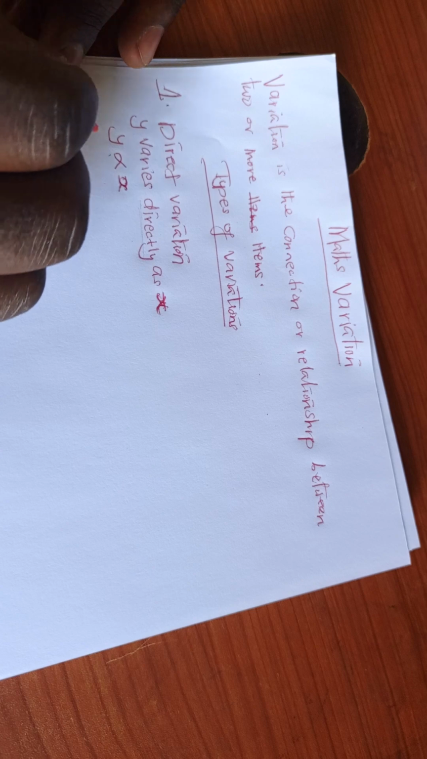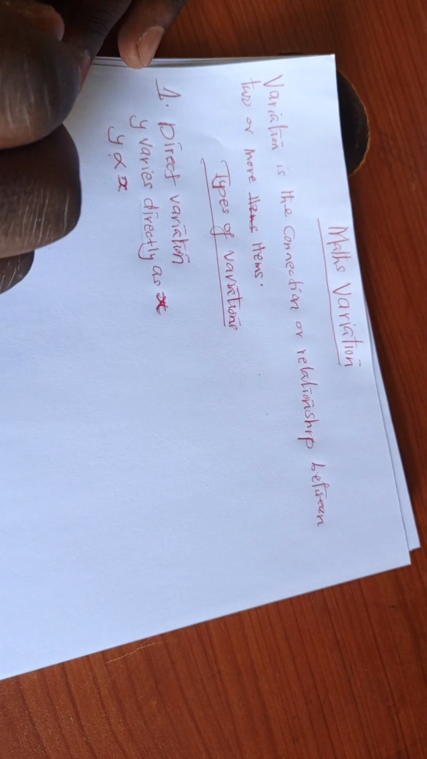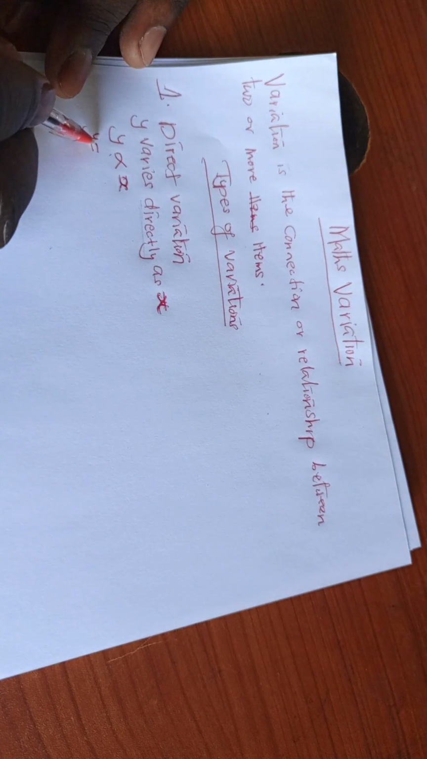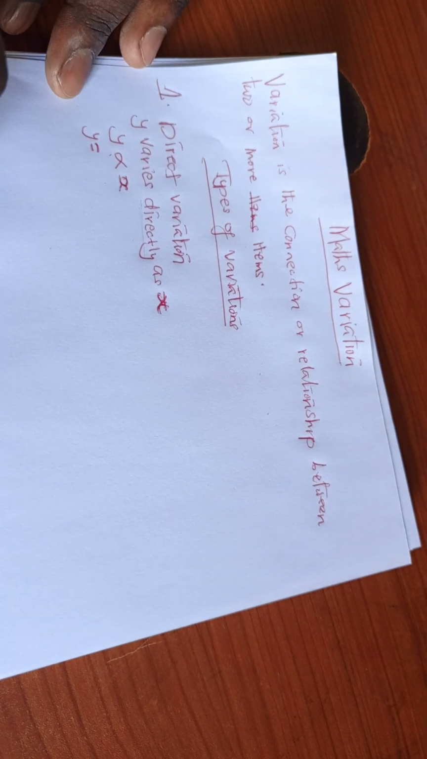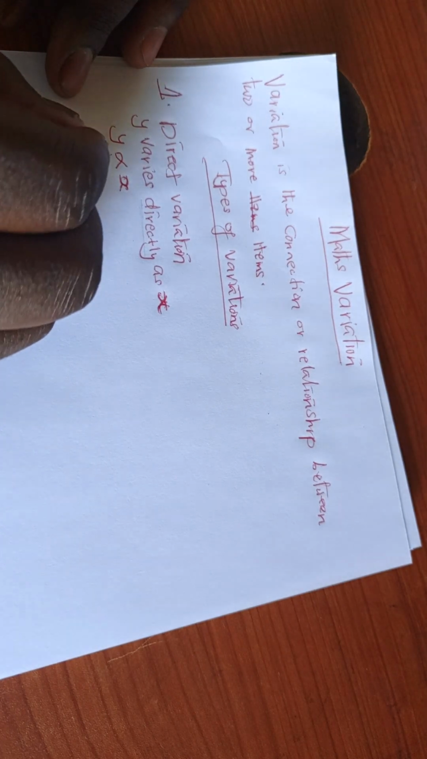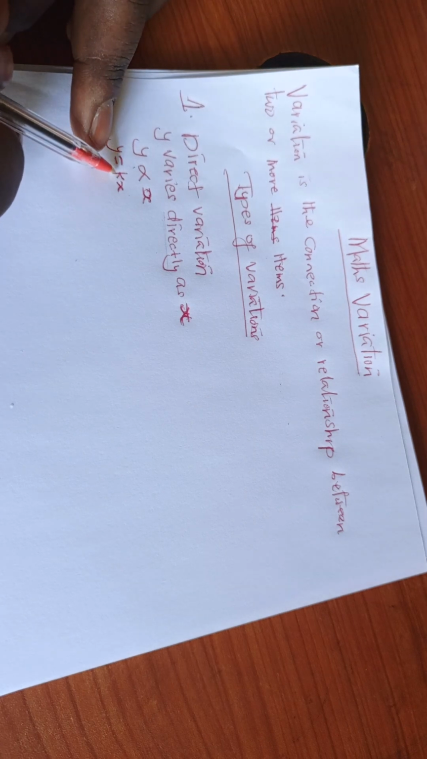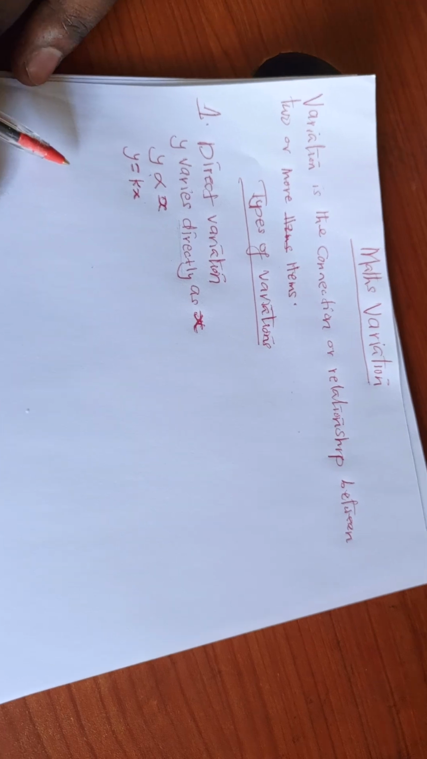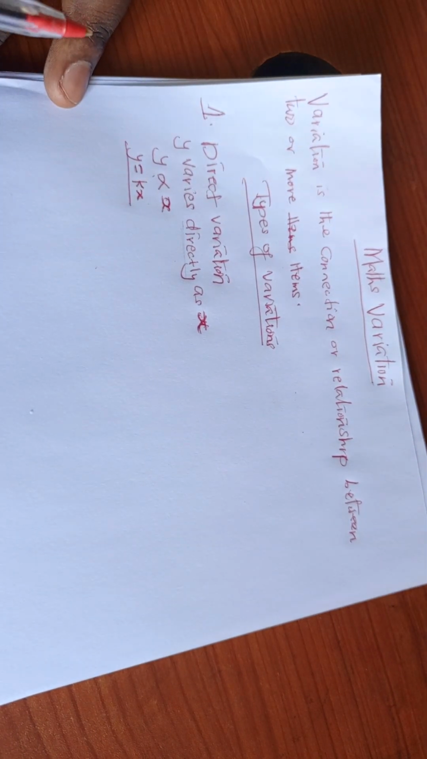Then the next step we're going to introduce k. k is the constant, so k is always supposed to be there. So you say y is equal to. After introducing this equal sign, we're going to introduce the constant k, and then again we put x. And don't forget that the constant k is supposed to be immediately after the equal sign. So this will be our equation for direct variation.